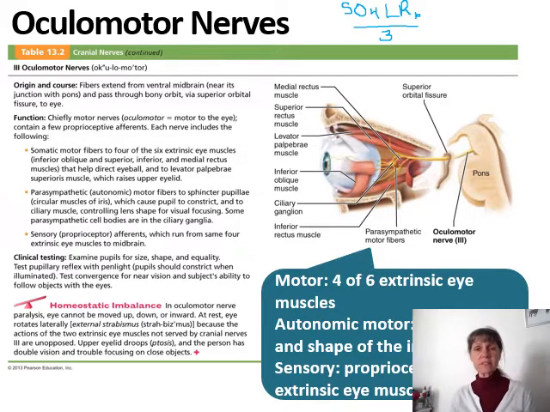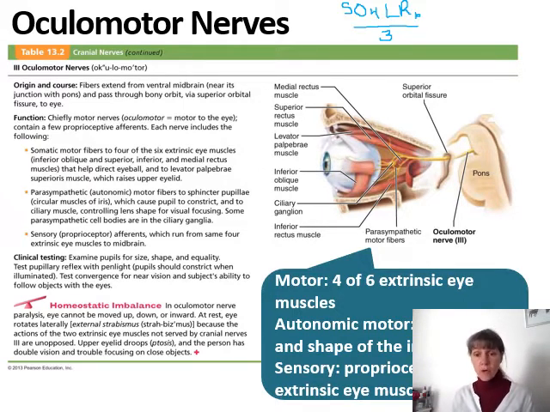So SO4 stands for superior oblique, is cranial nerve 4, which is the trochlear nerve. LR6 is lateral rectus, which is going to be innervated by the Abducens nerve. We'll get to those. And then all other extrinsic eye muscles. So what else is left? If you know them all, you can figure out, well, I've got superior rectus, inferior rectus, medial rectus, and inferior oblique would be the remaining muscles.